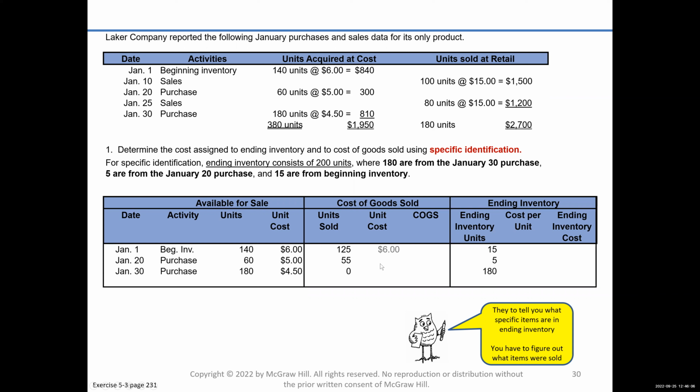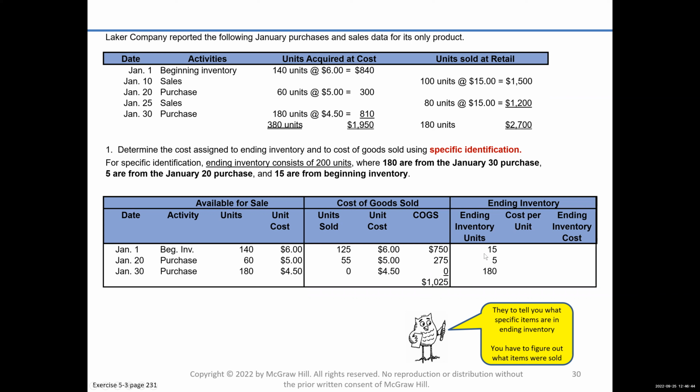So let's go ahead and cost them out. That 125 units at the $6 cost is 750. That 55 units is going to be costed out at $5, which is 275. And this 0 units at the 450 layer, the cost of goods sold from that layer is 0. So we know that our cost of goods sold then is 1,025. Okay, let's cost out our ending inventory.